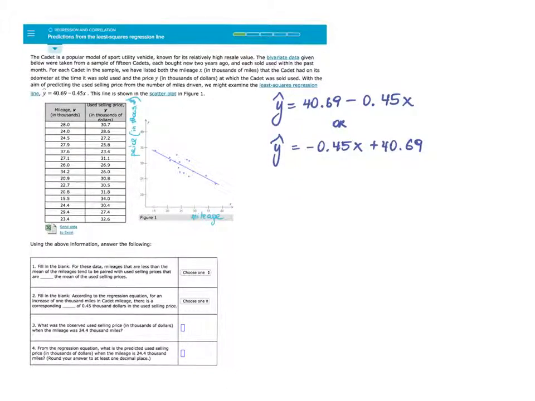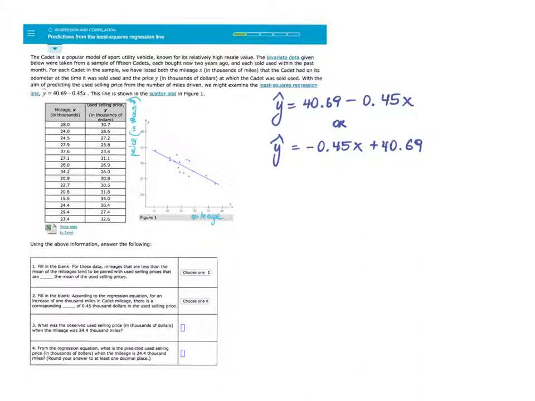In this video, we will learn how to make predictions from the least squares regression line. The Cadet is a popular model of sport utility vehicle known for its relatively high resale value. The bivariate data given below were taken from a sample of 15 cadets, each bought new 2 years ago, and each sold used within the past month.